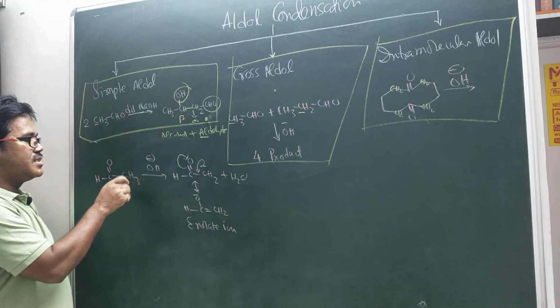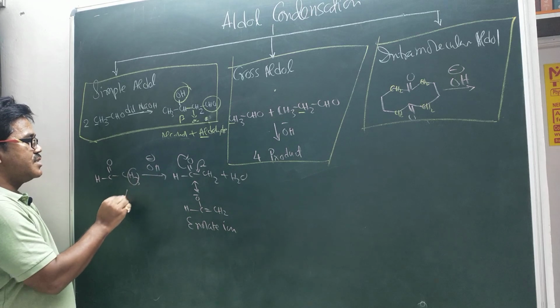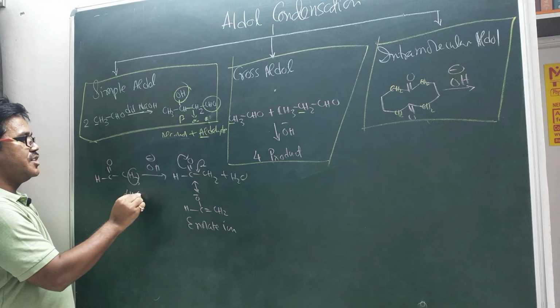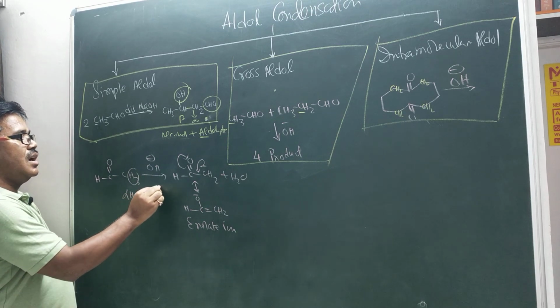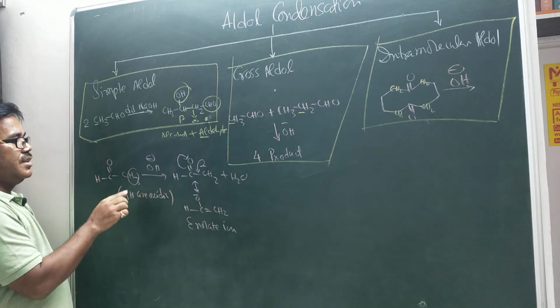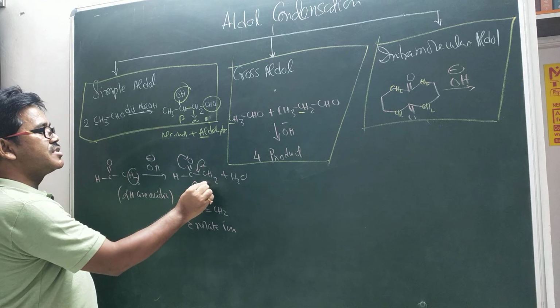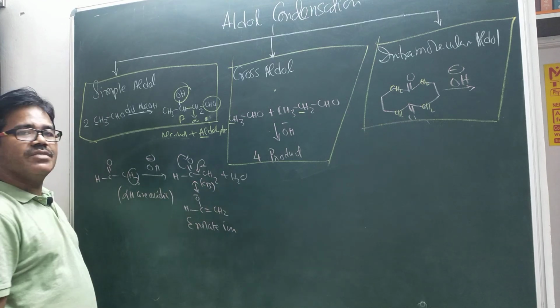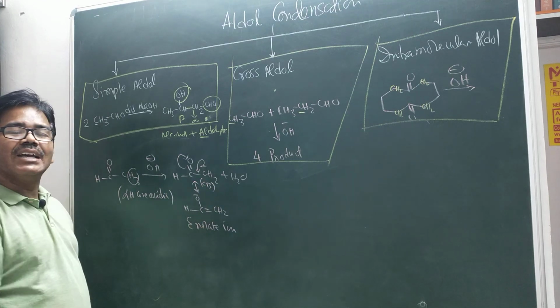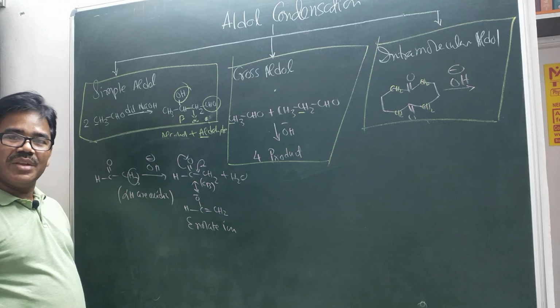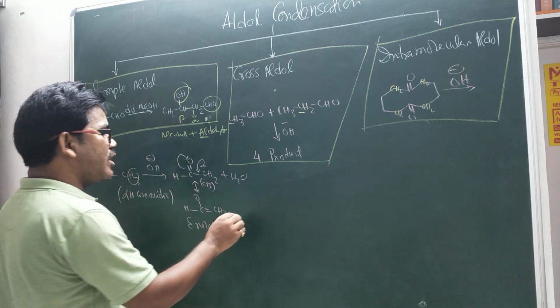Alpha hydrogens are acidic. Therefore they react with the base to form the salt. That conjugate base is resonance stabilized and forms the enolate ion. Very important. Next step, what happened?